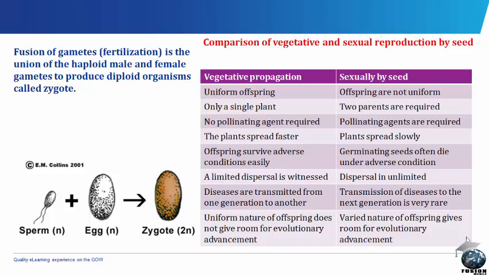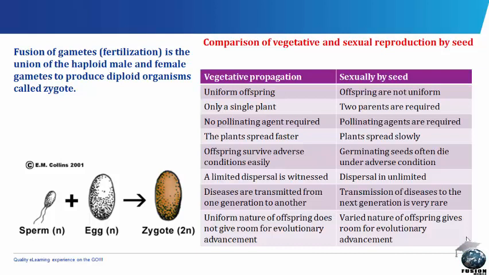For vegetative propagation, the plants spread faster, and sexually by seed, plants spread slowly. For vegetative propagation, offspring survive adverse conditions easily, and sexually by seed, germinating seeds often die under adverse conditions. In vegetative propagation, a limited dispersal is witnessed, and for sexually by seed, dispersal is unlimited.